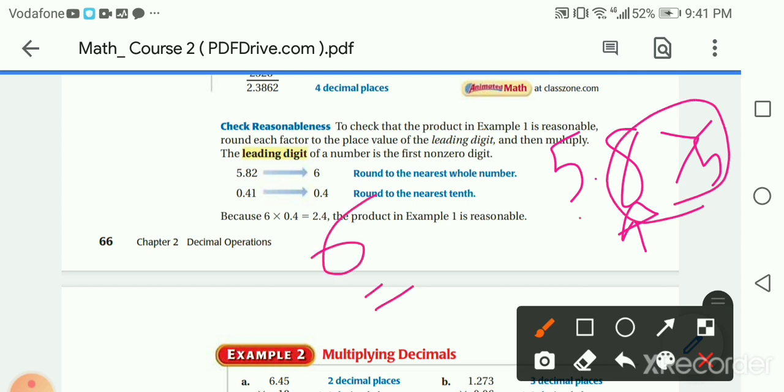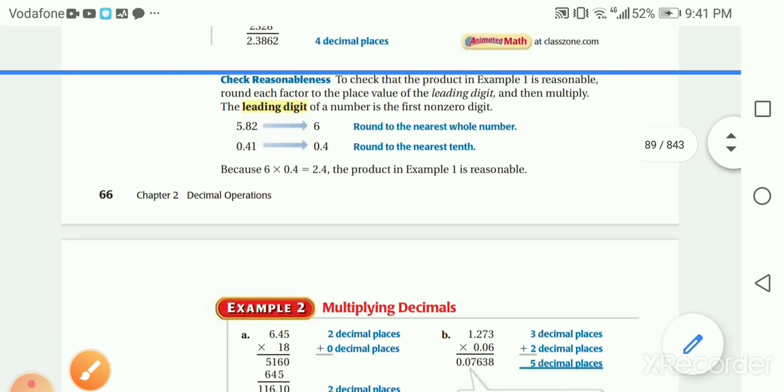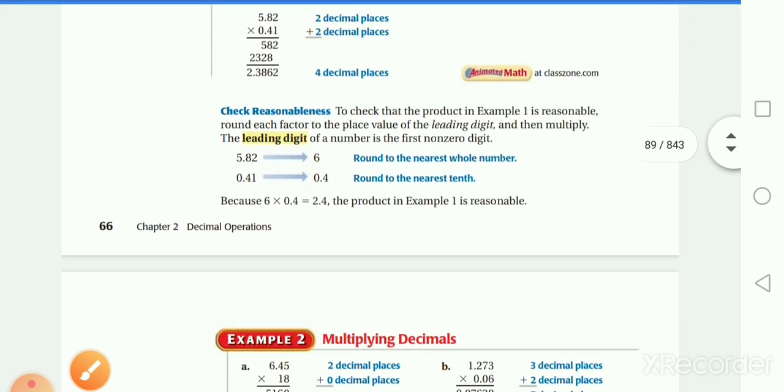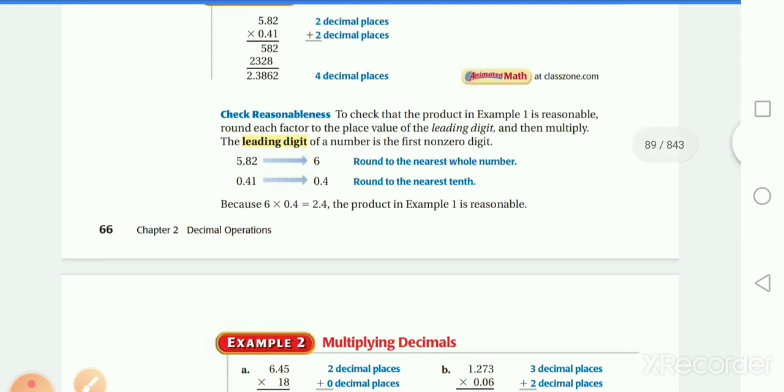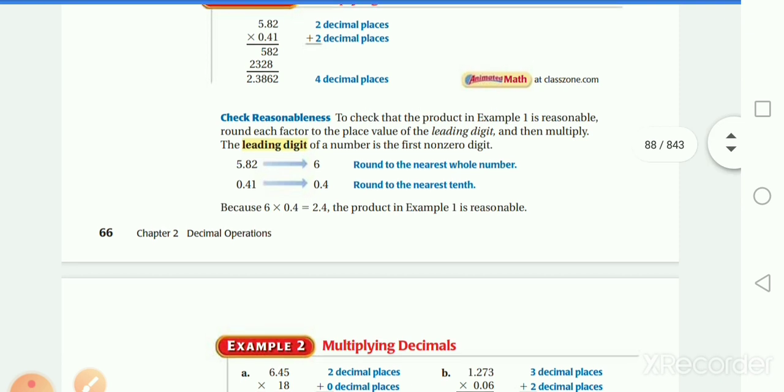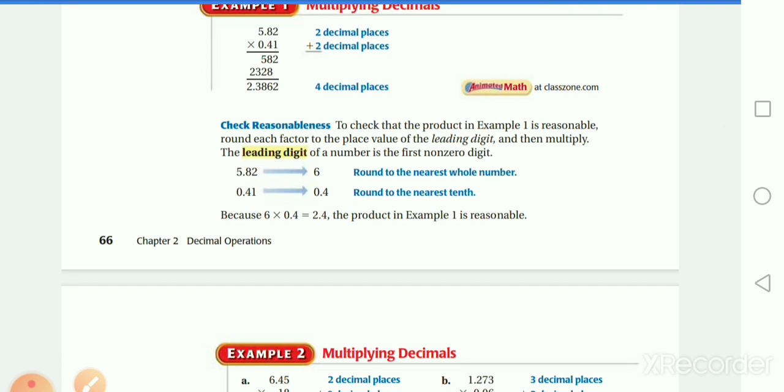Then 0.41, round to the nearest tenth. When I say the nearest tenth, here 1 doesn't add anything to 4 because it's less than 5, so it will be 0.4, right? So here I'm talking about rounding to the nearest tenth, and here to the nearest whole number.